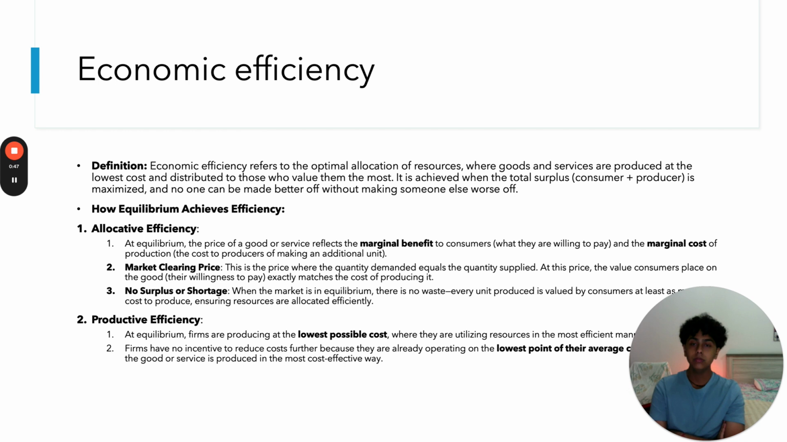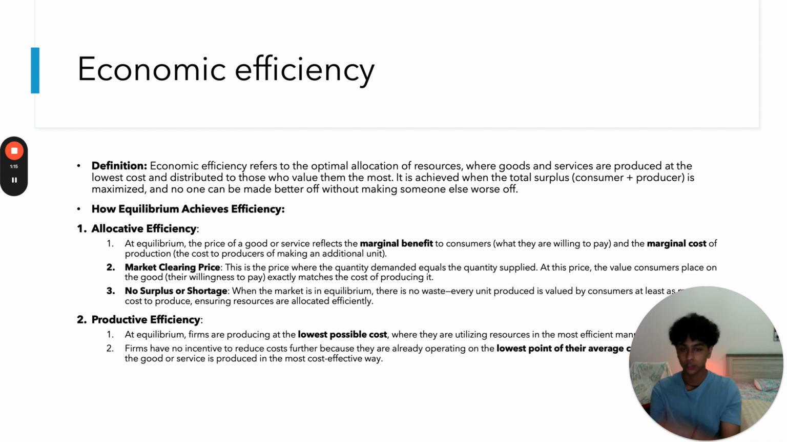An equilibrium, which is the supply and demand's intersection, achieves economic efficiency, first of all, through allocative efficiency. At equilibrium, the price of a good or service reflects the marginal benefits, so the benefit of buying one extra unit to consumers, what they're willing to pay, and the marginal cost of production, which is the cost to producers for making an additional unit. It is the market clearing price.